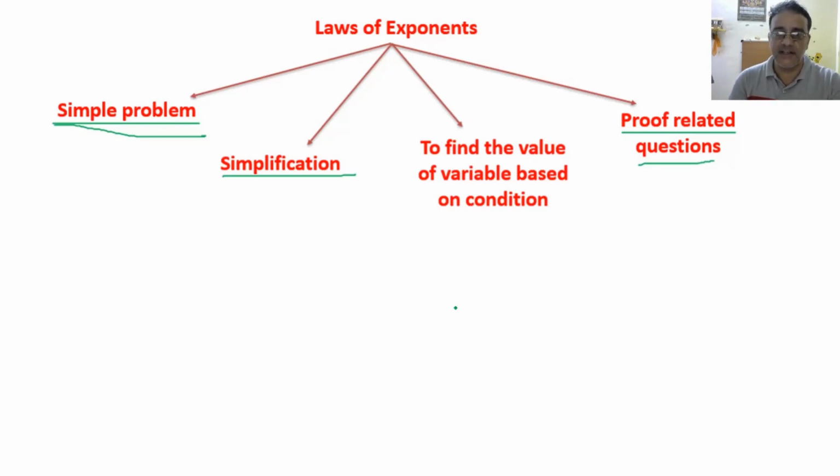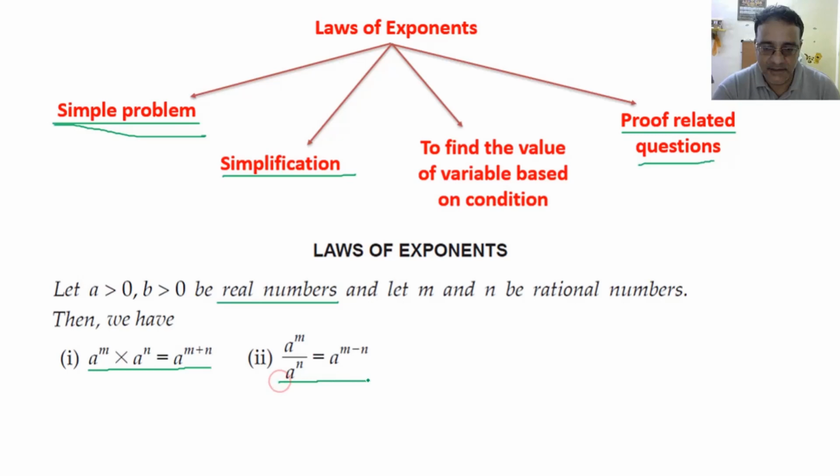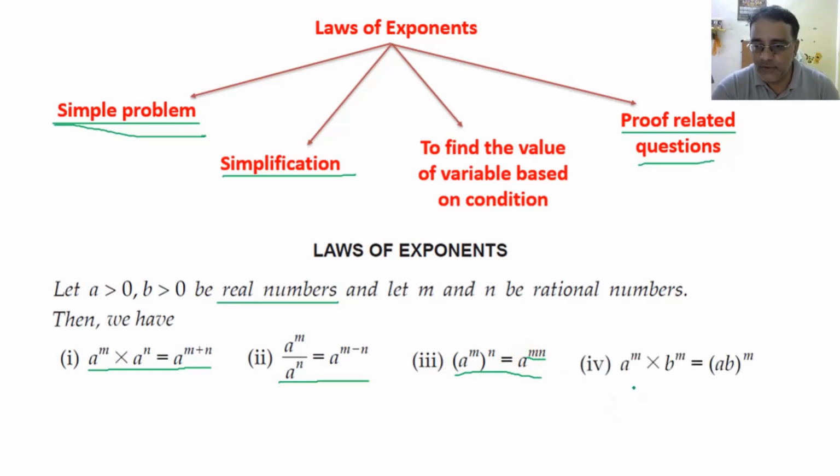You have already studied in class 7th also, class 8th also. So first, let a greater than 0, b greater than 0 be any real numbers. And let m and n be rational numbers. Then we have, this is the first law, a to the power m into a to the power n is equals to a to the power m plus n. And this is the second division, a to the power m upon a to the power n is equals to a to the power m minus n. The third one is a to the power m whole to the power n is equals to a to the power m into n. And the fourth one, a to the power m into b to the power m.